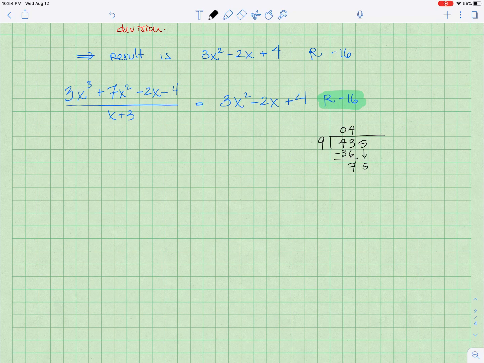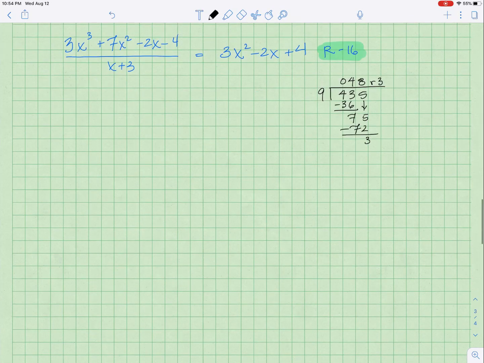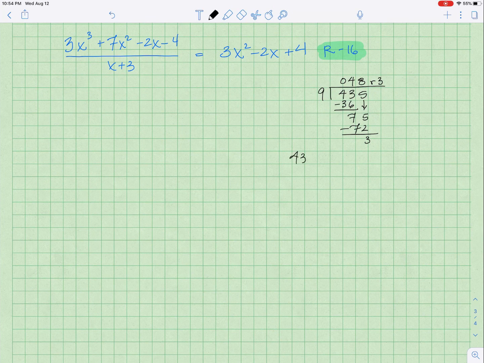9 goes into 75 8 times. 8 times 9 is 72. Subtract, and then you'd get a 3. And then, if this was elementary school or whatever, some people would write remainder 3. But what you really mean is 435 divided by 9. 9 goes in 48 times, and there is a remainder of 3 out of 9 units, 3/9. Or you might write something like 48 1/3 if you simplified that.